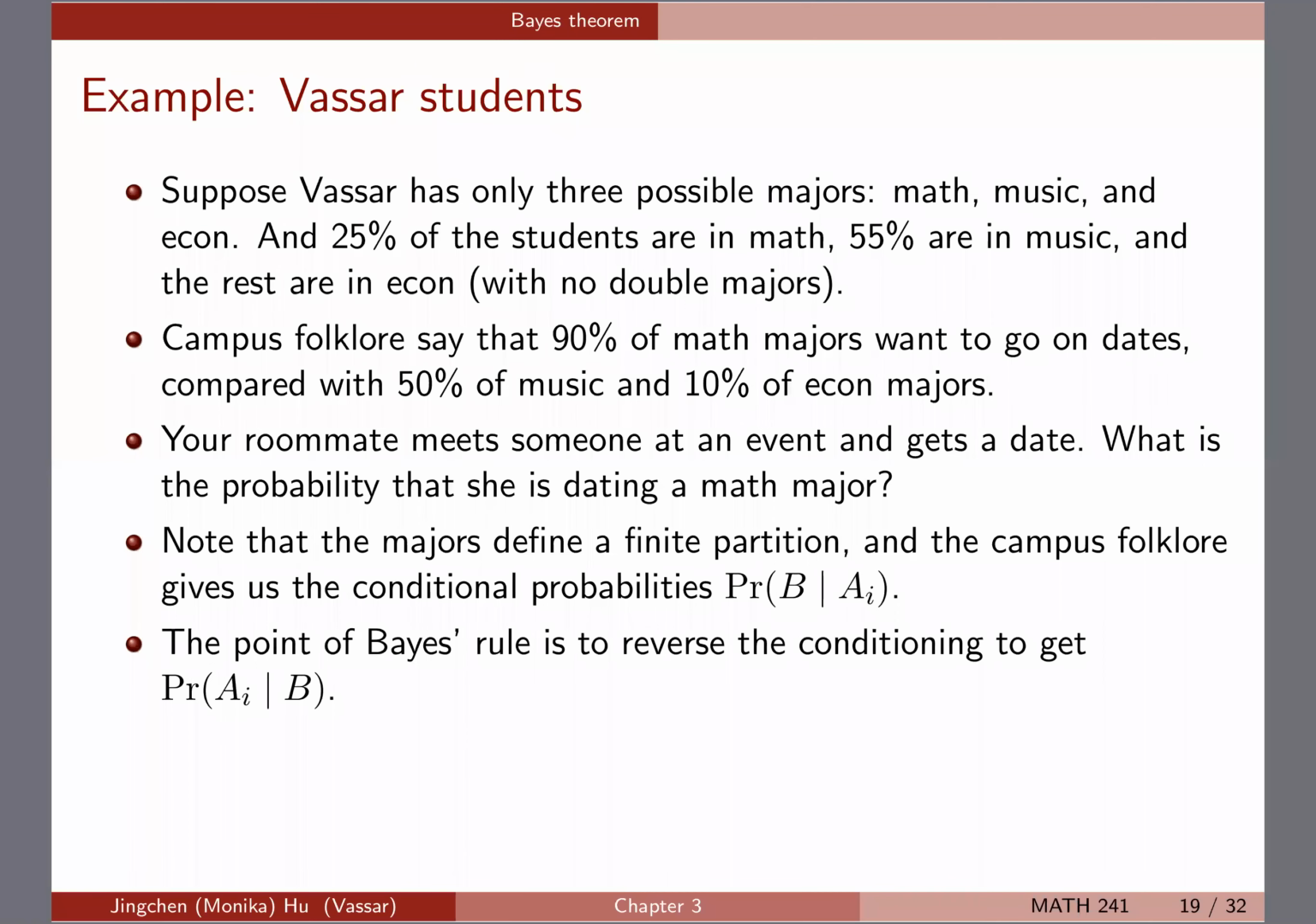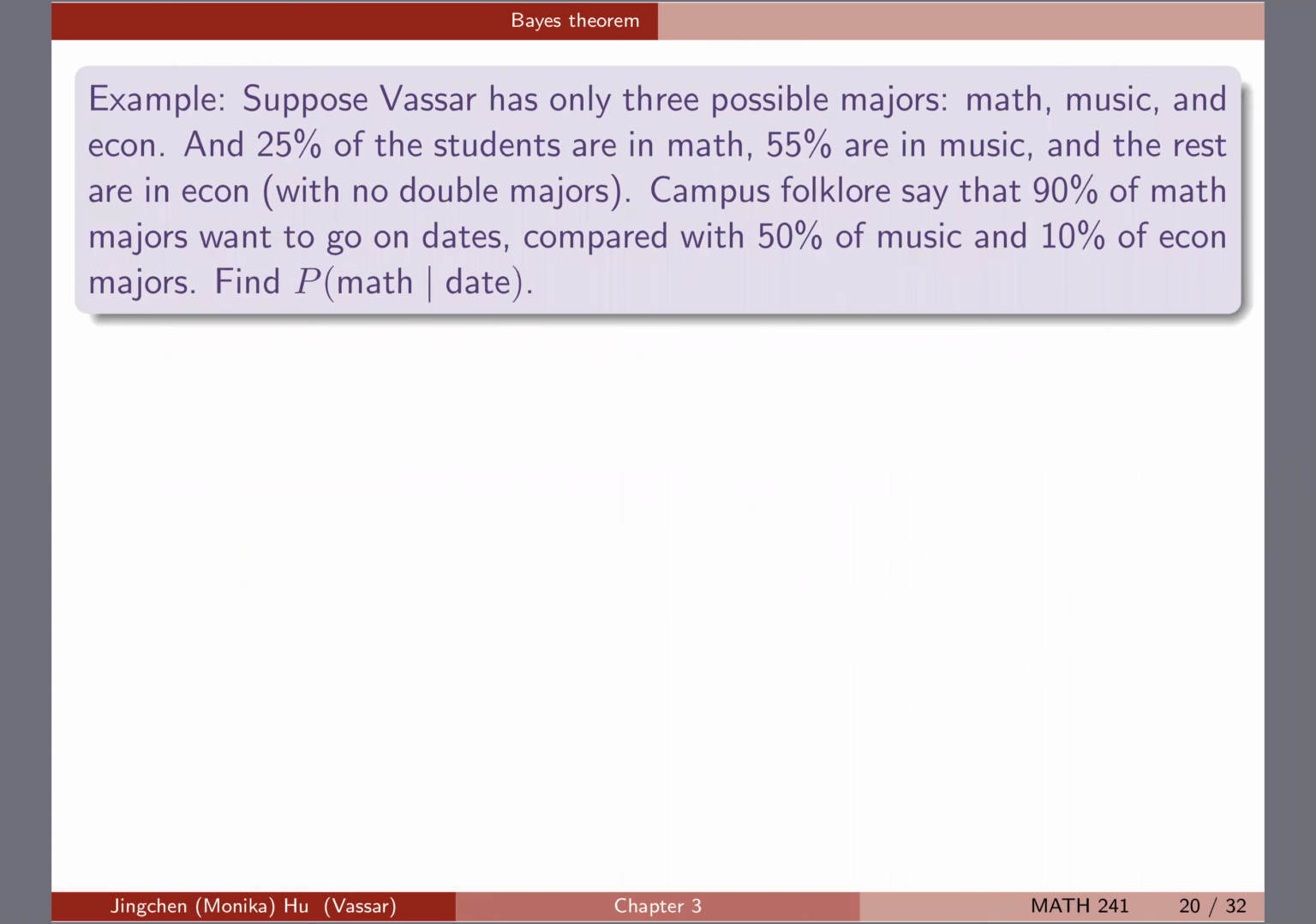So this is the question. Again, as you can see, we can define A1, A2, and A3 as the 3 different majors, and we assume no double majors, so they're disjoint, and we assume that there are no other possible majors, so this is a partition. So the question now is, conditioning on the fact that your roommate gets a date, what's the probability that this is a math major? The question is given here for you, and take your time to solve it, and good luck.